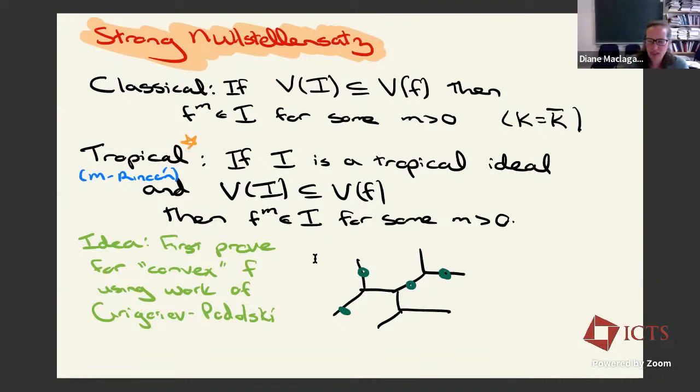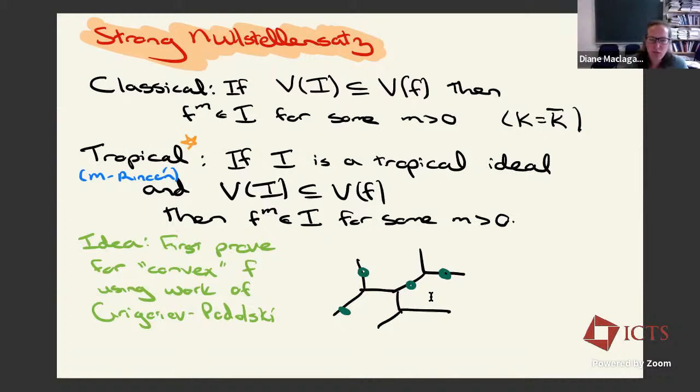So this picture is meant to illustrate what this means. Perhaps these green dots might be my variety of I, and then I can fit any tropical variety I like through it. So I've chosen this tropical curve that passes through these dots. And then what I'm saying is that I take the tropical polynomial that defines that curve, and I know that some power of F lives in the ideal already.